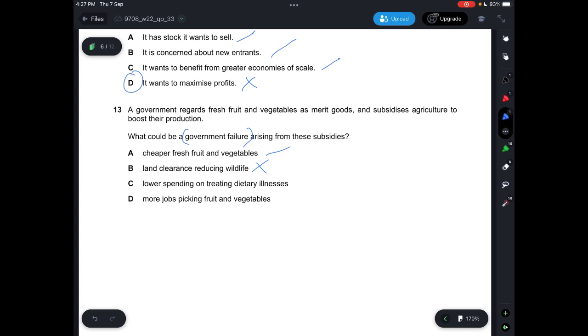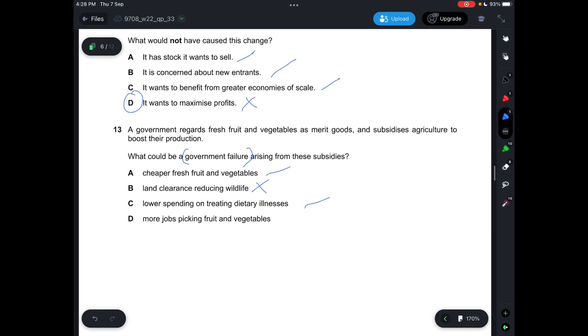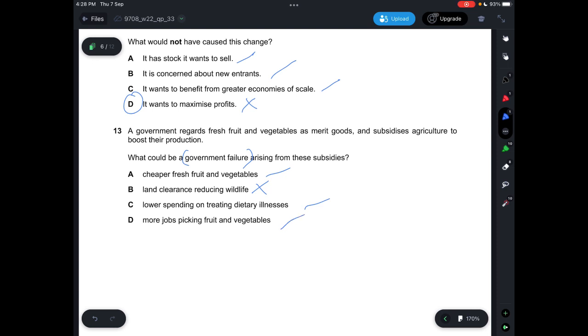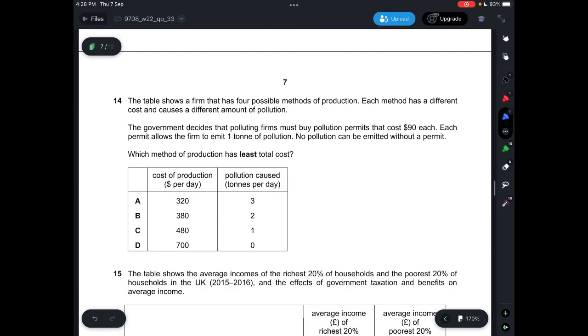And C, lower spending on treating dietary illnesses, which is an advantage. And D, more jobs picking fruits and vegetables, which also helps to increase job opportunities. So D is also correct. So answer is B. Question 14, the table shows a firm that has 4 possible methods of production. Each method has a different cost and causes a different amount of pollution. The government decides that polluting firms must buy pollution permits that cost $90 each. Each permit allows the firm to emit 1 ton of pollution. No pollution can be emitted without a permit, and which method of production has least total cost?